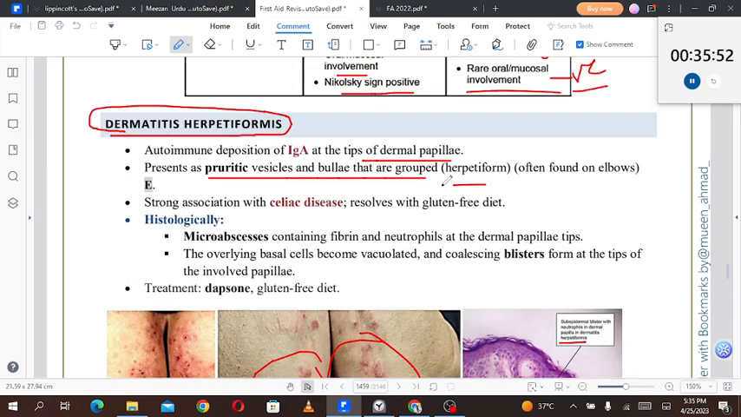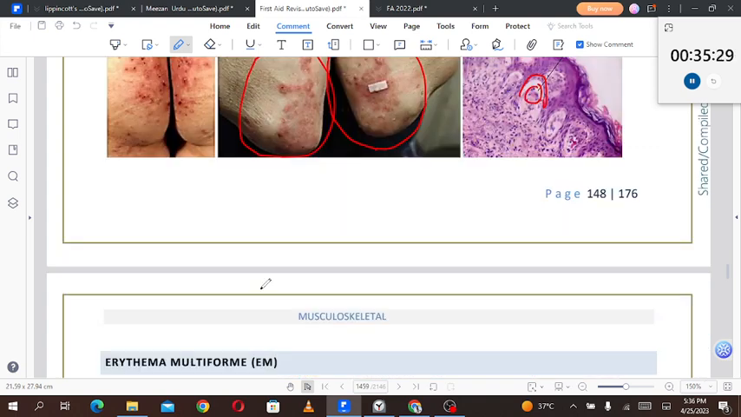So this is the picture of dermatitis herpetiformis. Strong association with celiac disease and resolves with a gluten-free diet. So if we use the gluten-free diet, then the dermatitis herpetiformis will be relieved. Histologically, microabscess containing fibrin and neutrophils at the dermal papillae tips. The overlying basal cells become vacuolated and coalescing blisters form at the tip of the involved papillae. Treatment is with dapsone and a gluten-free diet. Okay, give dapsone and also the gluten-free diet.